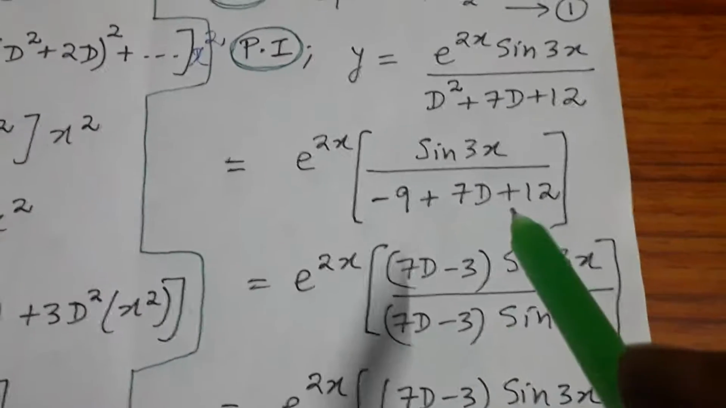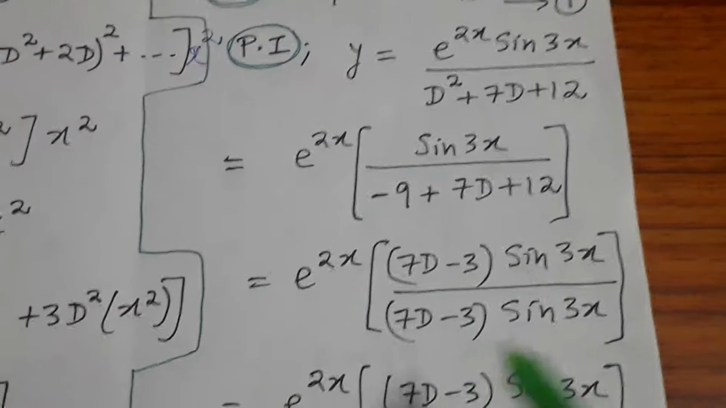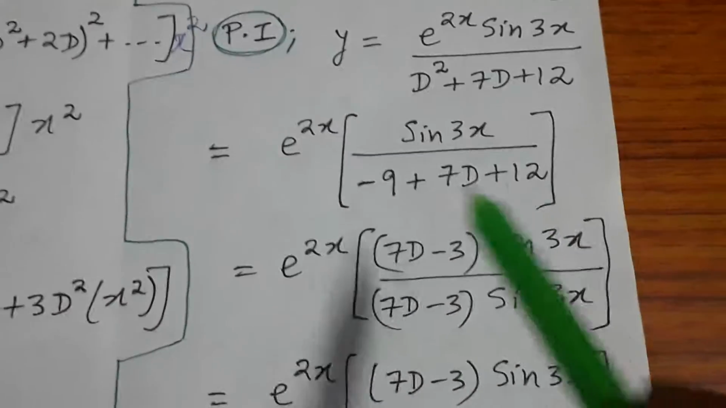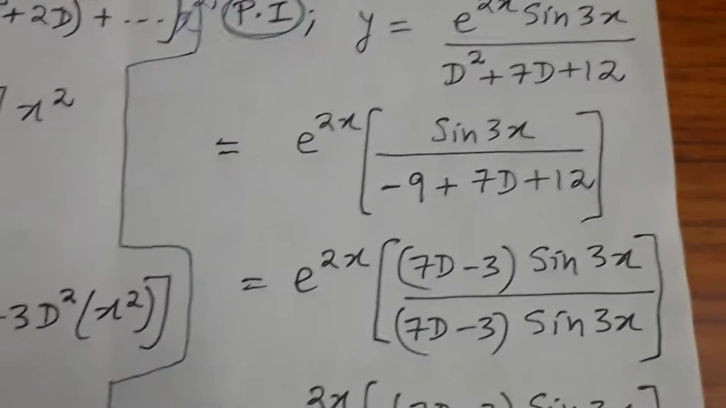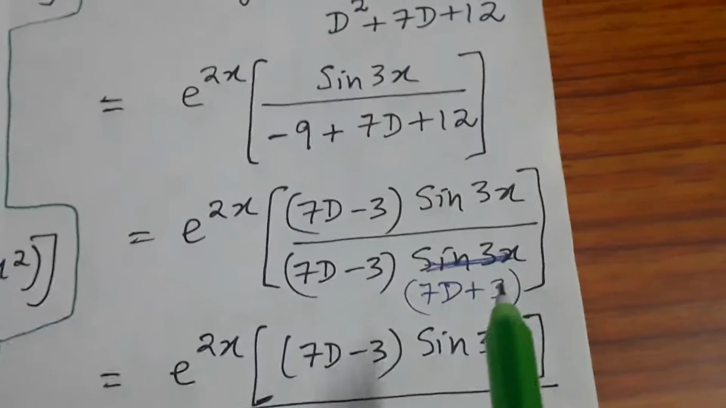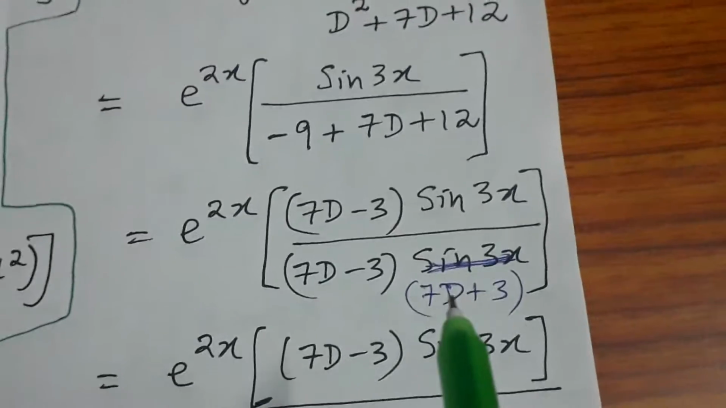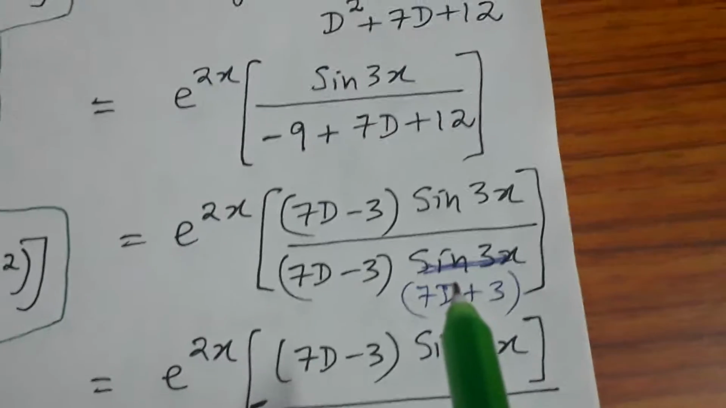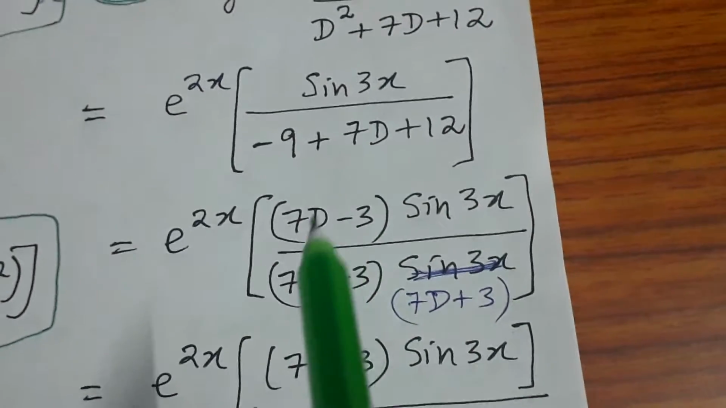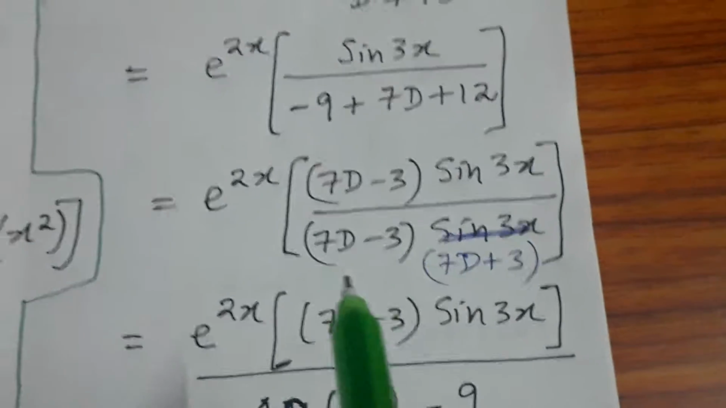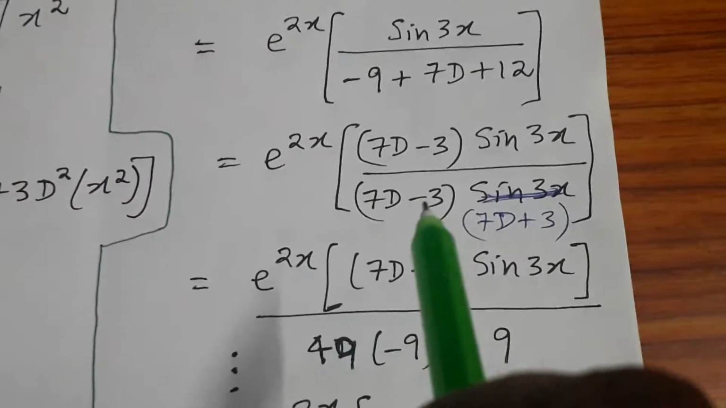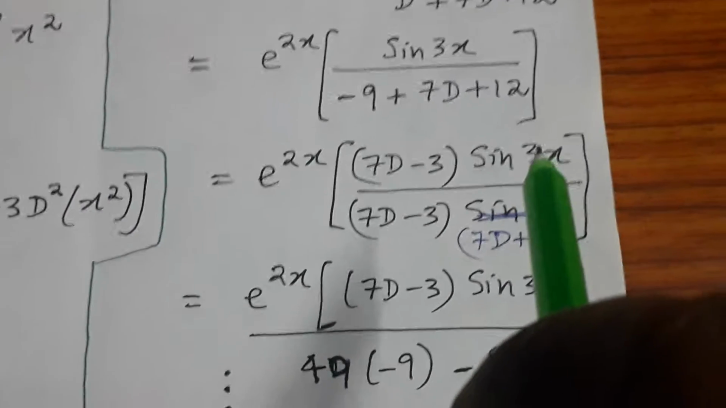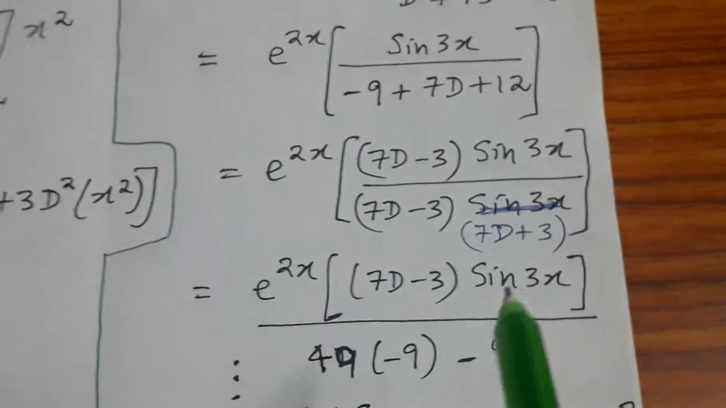So the denominator will have 7D plus 3. Small mistake here. The denominator will have 7D plus 3. In the denominator, when you have a type like this, as I said in the previous videos, you have to multiply numerator and denominator by 7D minus 3. Clear? (a plus b) into (a minus b) is a squared minus b squared. We will get 49D squared minus 9. Again D square, substitute minus 9. Certain simplification steps are missing. Do it slowly. You will understand.